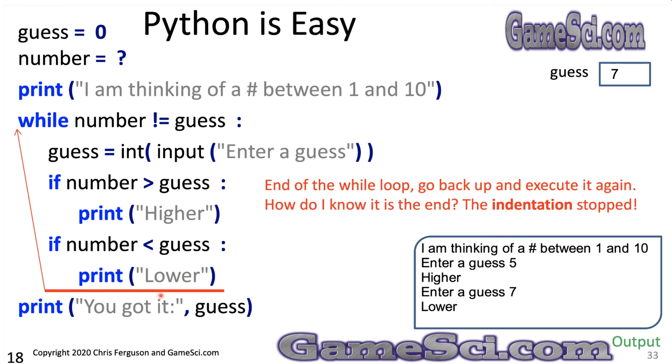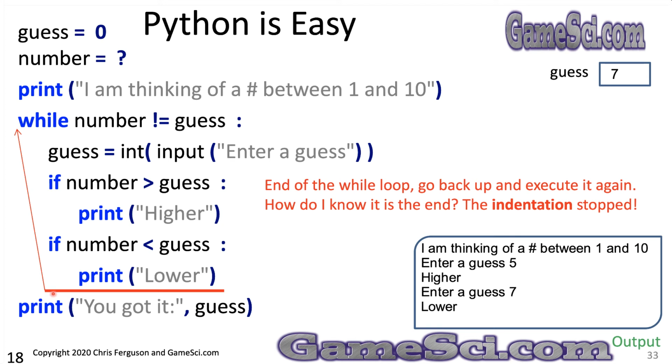This is the end of the while loop. This line here technically is not an executable line of code. It's the end of the while loop. Why or how do I know it's the end? Because the indentation stopped. As soon as the indentation stops, the code stops. That's the end of the block.